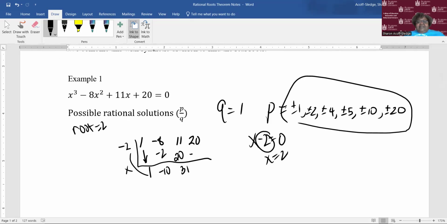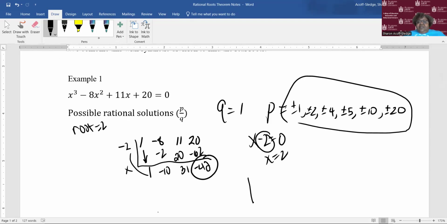And we can see without even adding, our remainder is not 0. Without even adding, we could see at that point we had to multiply 31 times -2. That was not going to be a solution. So let's try to see if -1 is a root.